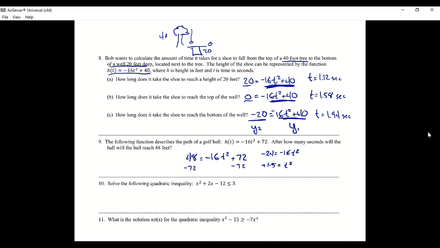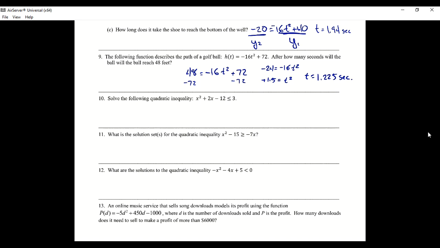equals t squared. We take the square root of 1.5, and we have t equals, normally it'd be plus or minus, but we don't care about the minus, 1.225 seconds. And you can see how many decimal places the answers are to figure out how many decimal places you need to go.